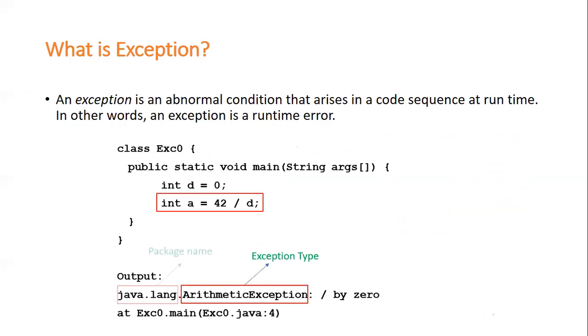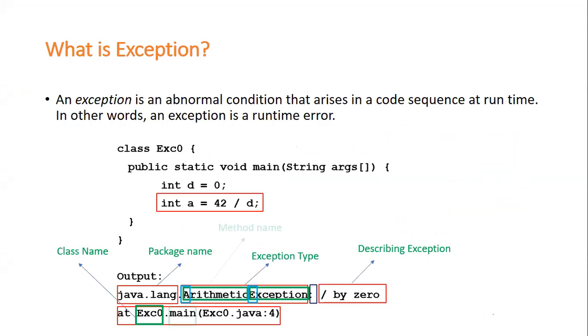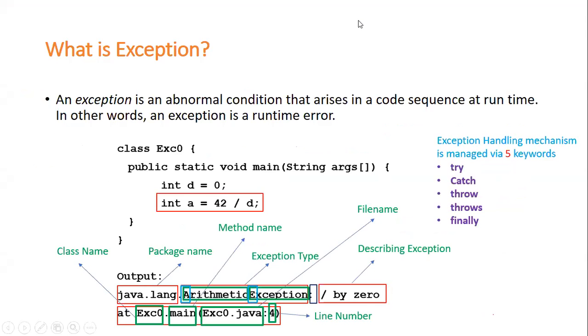How to handle this exception? So this exception will be handled using these five important keywords: try, catch, throw, throws, and finally. Now let us discuss these keywords. Before that, let us start with try and catch.